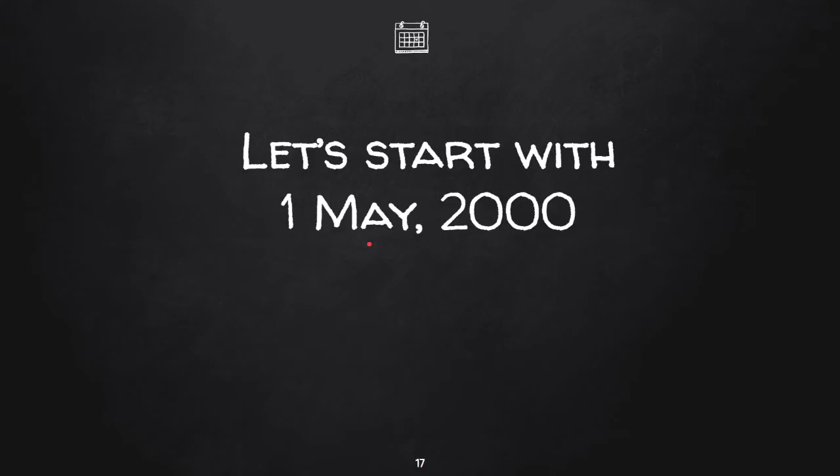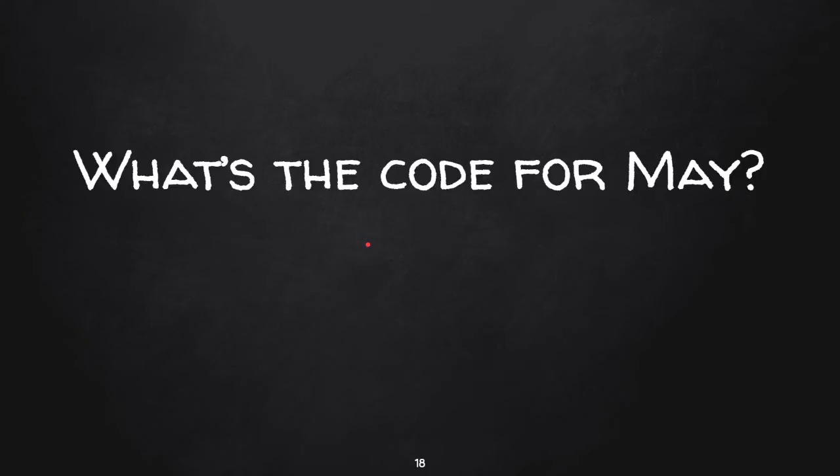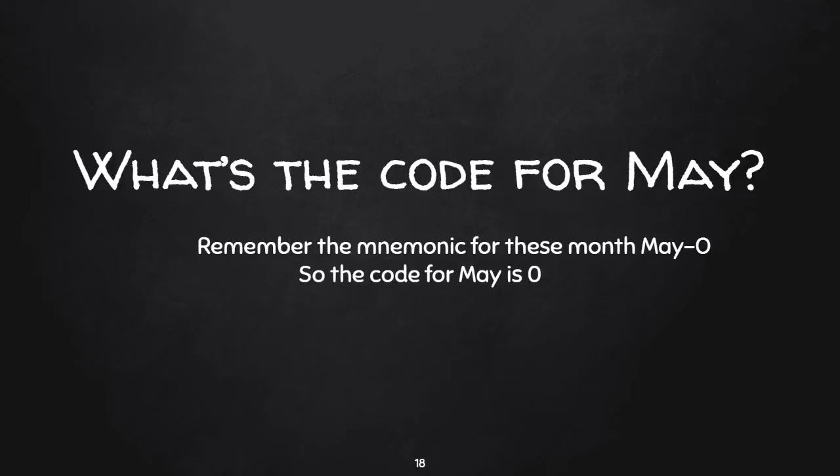Do you remember the code for May? Remember the mnemonic that we use for the month May? It's Mayo, right? So the code for May is 0. Mayo 0. So the code for the month May is 0.